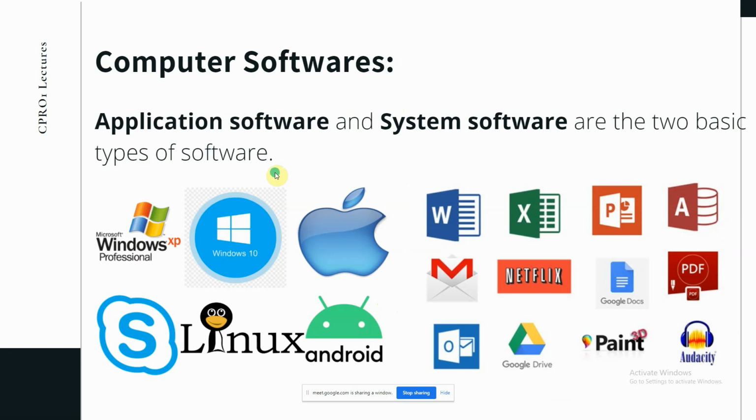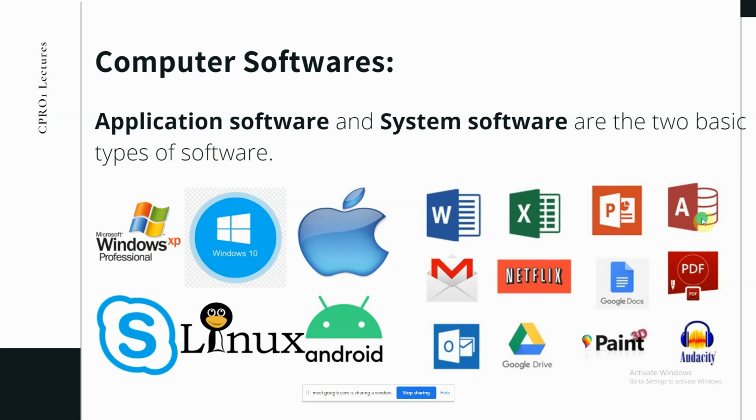And for computer software, we have the two basic types: application software and system software. These are divided by columns. The left side are your examples of system software: Windows 10, Windows XP, Apple, Linux, Android. And the right side are for your application software: Microsoft Word, Excel, PowerPoint.